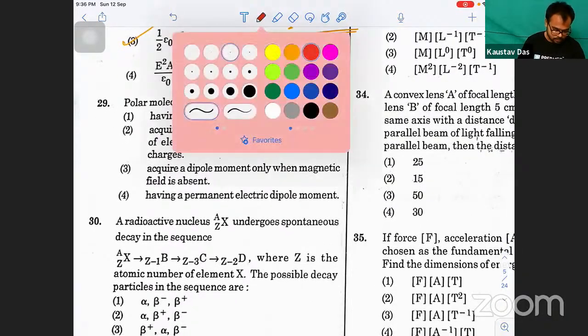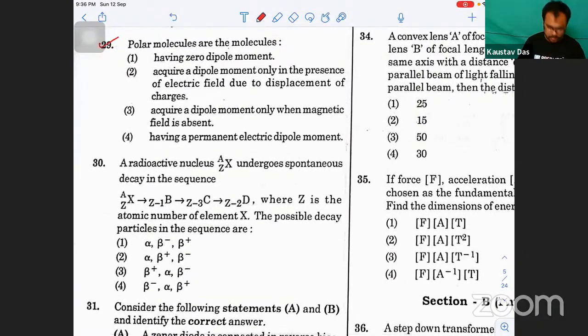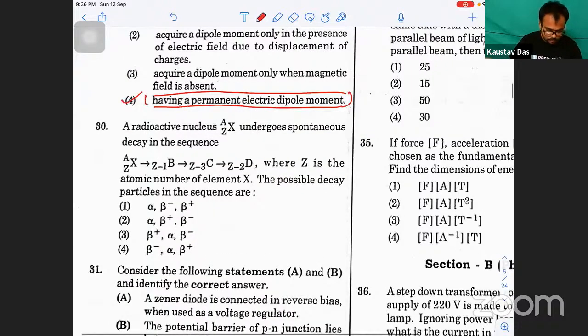Now let us come to question number 29. The polar molecules are the molecules having a permanent electric dipole moment. You know that it is a very informative, theory-based question. The polar molecules are having permanent electric dipole moments. Come to question number 30.